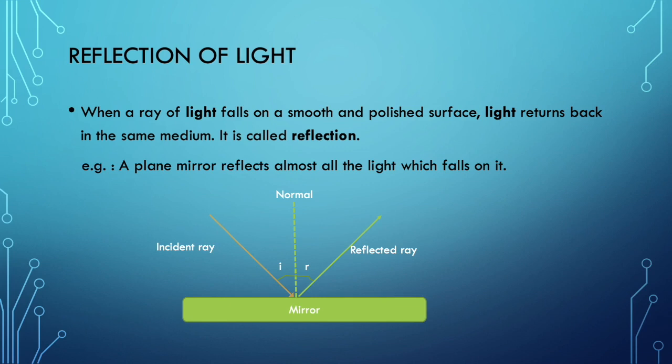When a light ray falls on this polished surface mirror, it's called the incident ray. When it gets reflected back from the mirror, it's called the reflected ray. The angle between normal and the incident ray is called the angle of incidence, and the angle between the reflected ray and the normal is called the angle of reflection.